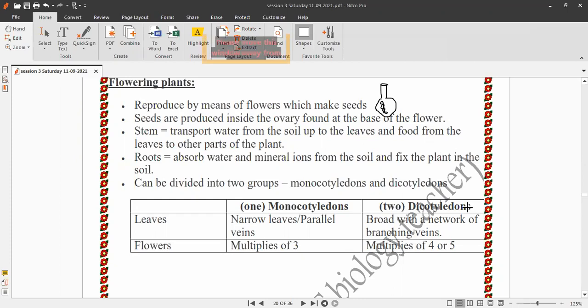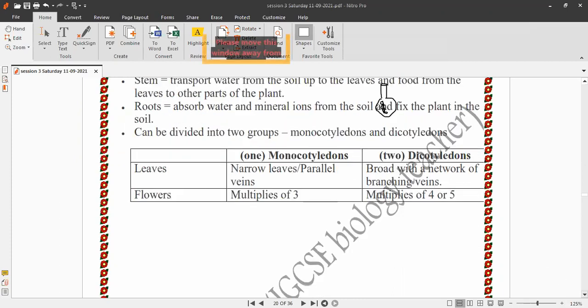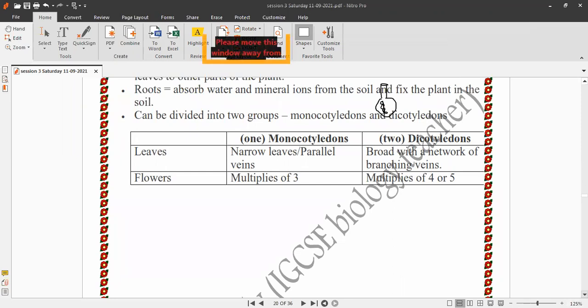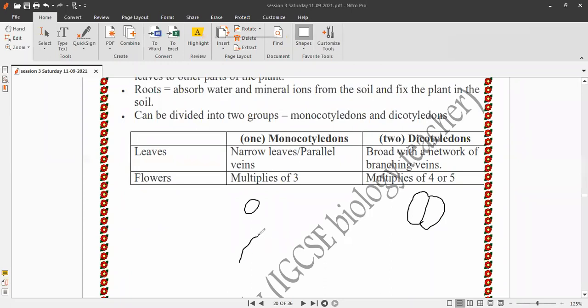We can divide flowering plants into two groups, monocotyledons and dicotyledons. Monocotyledons means one, like maize and rice, with one cotyledon. And dicotyledons means two, like beans and peas. Monocotyledons have narrow leaves with parallel veins.